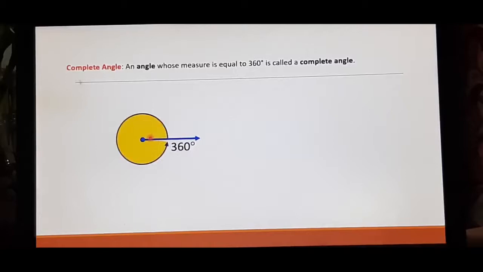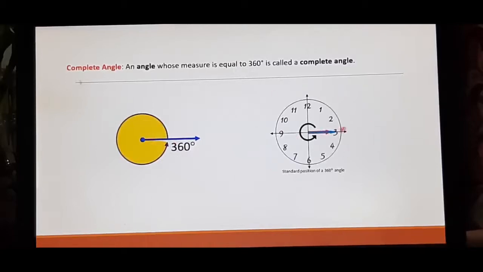See what happens here. Let us take the example of a clock. When both the arms or both the hands of the clock coincide with each other, it forms an angle of 360 degrees. Same way, two rays are there. When two rays overlap each other, then a complete angle is formed.